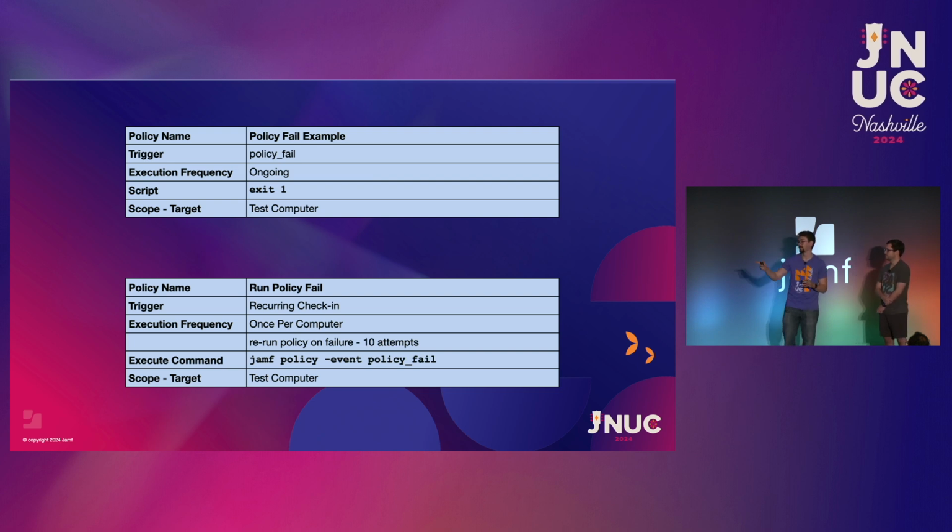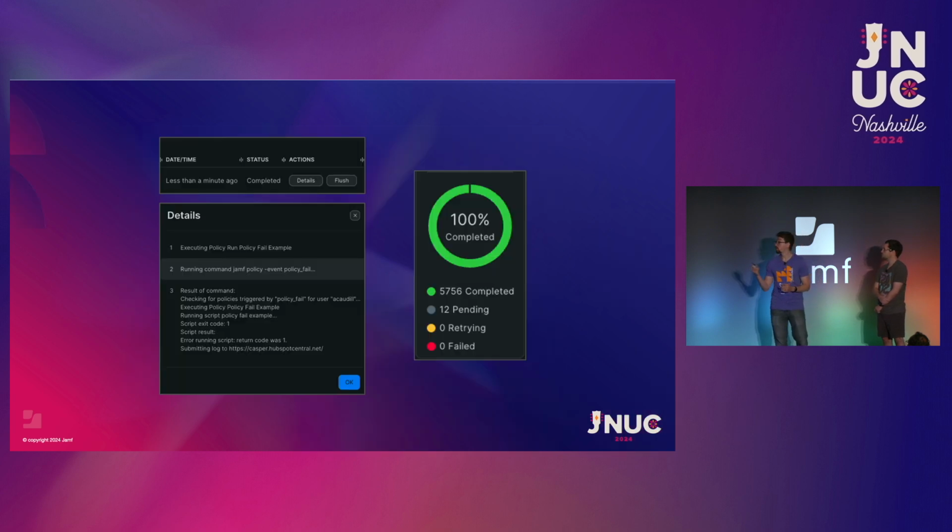Anyone? How many times? Good guess. That's what you think. Once. It only runs one time because even though the policy it called failed, the policy that ran that custom trigger exits with a success code. The Unix command will be a success code because it successfully ran that Unix command. So if you go look at the logs, you're going to see 100% complete, no failures.